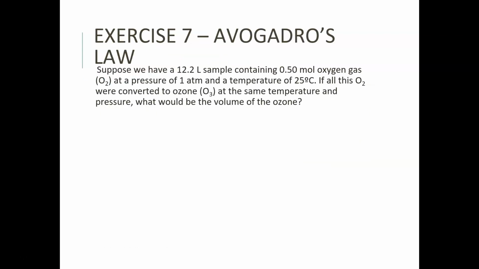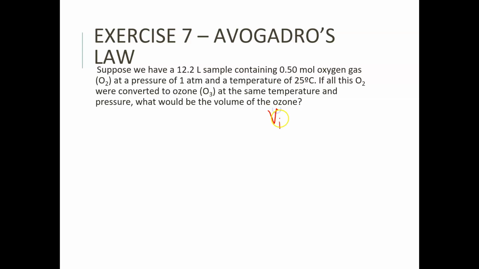So here we go, Avogadro's law. I know we didn't do a Gay-Lussac problem, but that's okay. I think you got it. Suppose we have a 12.2 liter sample containing 0.5 moles of oxygen gas at a pressure of 1 atmosphere and a temperature of 25 degrees Celsius. If all of this O2 were converted to ozone at the same temperature and pressure, what would be the volume of the ozone? We have a lot going on here, so let's start writing it down.